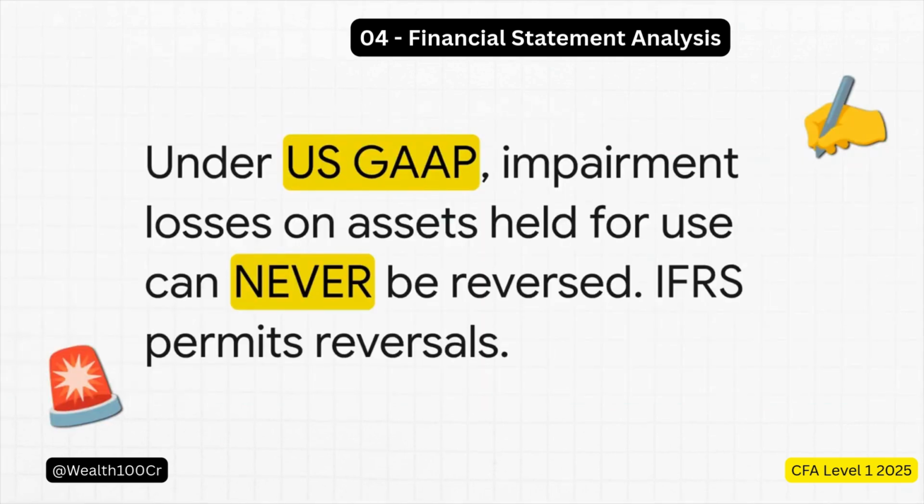And this brings us to an absolutely critical exam point. Seriously, highlight this one. Under US GAAP, once an asset is impaired, that loss is permanent. It can never be reversed, even if the asset's value bounces right back. IFRS, on the other hand, does allow for reversals.